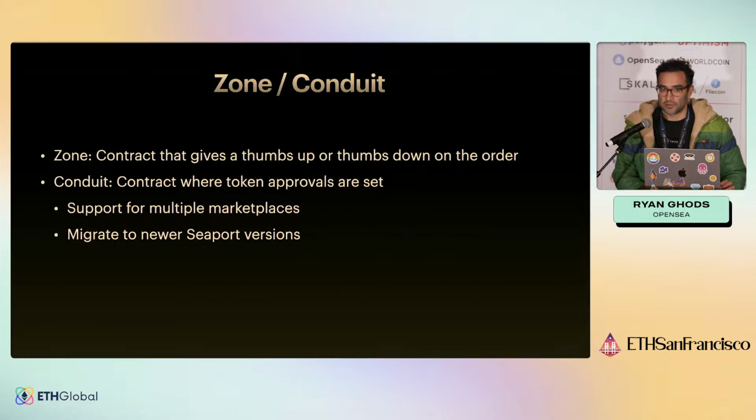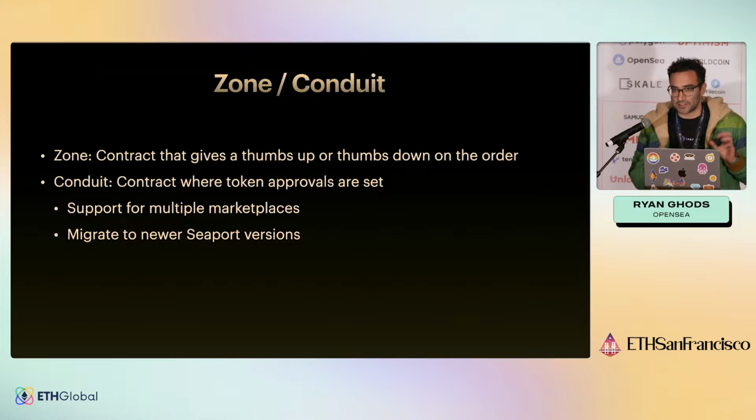There are two other components. One is called a zone, and one is called a conduit. A zone can be an external contract that basically gives an approval or disapproval if an order is valid or not, and that can be used several ways. We will go into it toward the end of the presentation.